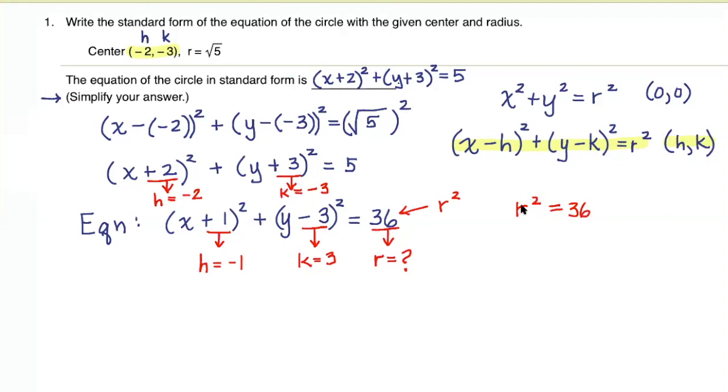I can solve for the radius by doing the opposite operation for squaring, which is square rooting on both sides. Square and square root are opposite operations. They cancel out, leaving me with r equals the square root of 36, or in other words, 6. So my answer to this particular question would be that the center has coordinates -1, 3, (h, k), and a radius of 6.